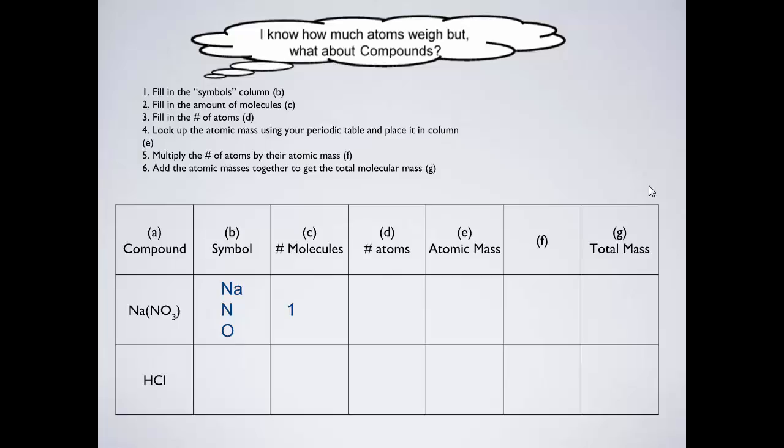Okay, let's look at the number of atoms. So for sodium, how many atoms of sodium do we have? Just one. How about nitrogen, Dean? So we have a subscript of one, that's one. How about oxygen, Grace? 3.